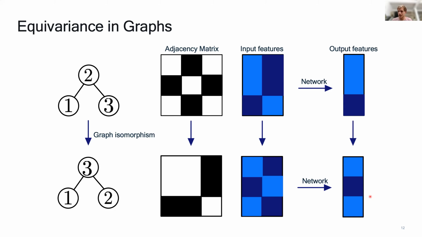Now this operation is equivariant if, again, first applying the network and then the isomorphism yields the same result as first applying the isomorphism and then the network. This is what equivariance in graph networks means.